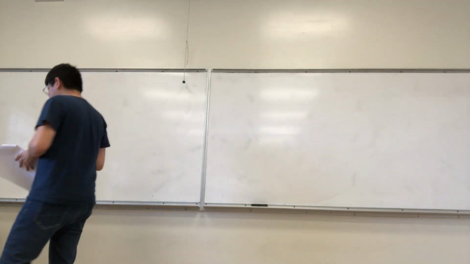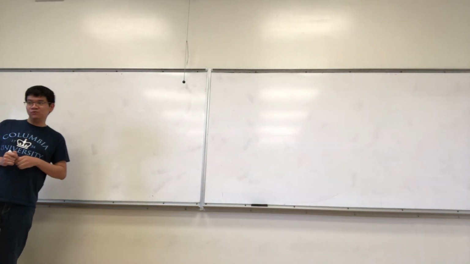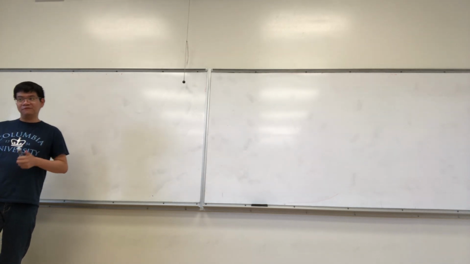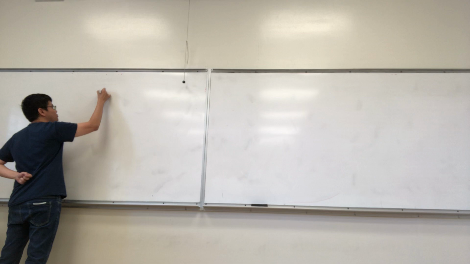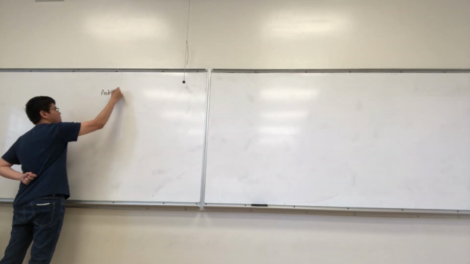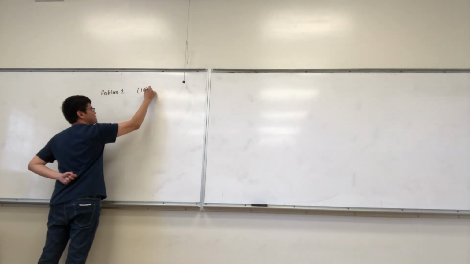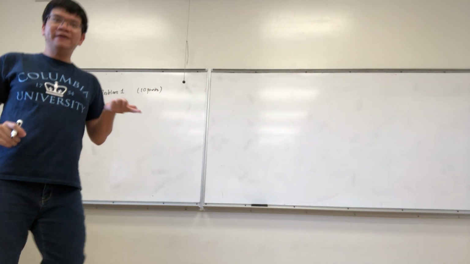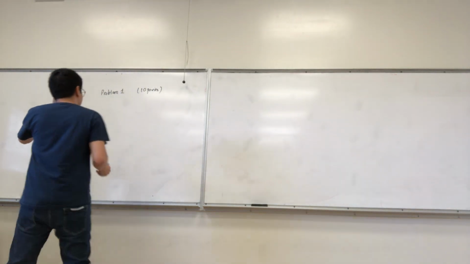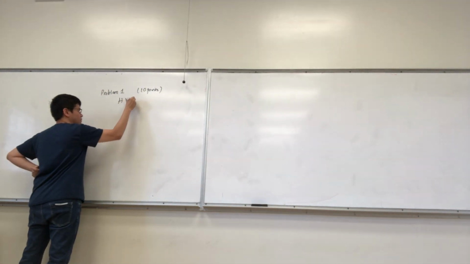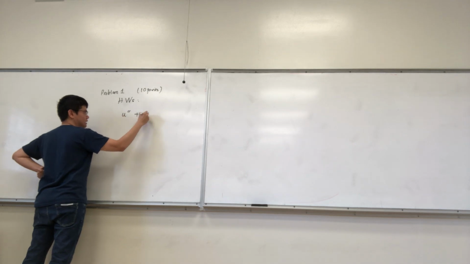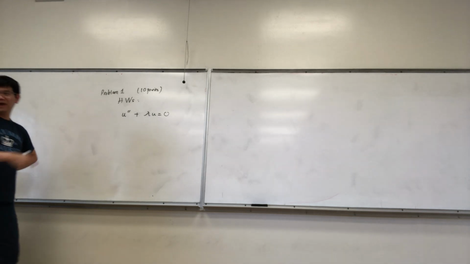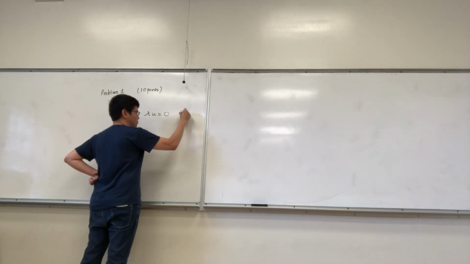I'm going to explain what you should prepare for the exam. In the exam, you're going to have 3 problems. Problem 1 will be 10 points. Problem 1 will be exactly like the homework. You're going to have u second plus lambda u is 0. This is an eigenvalue problem, and you have 2 boundary conditions on AB.